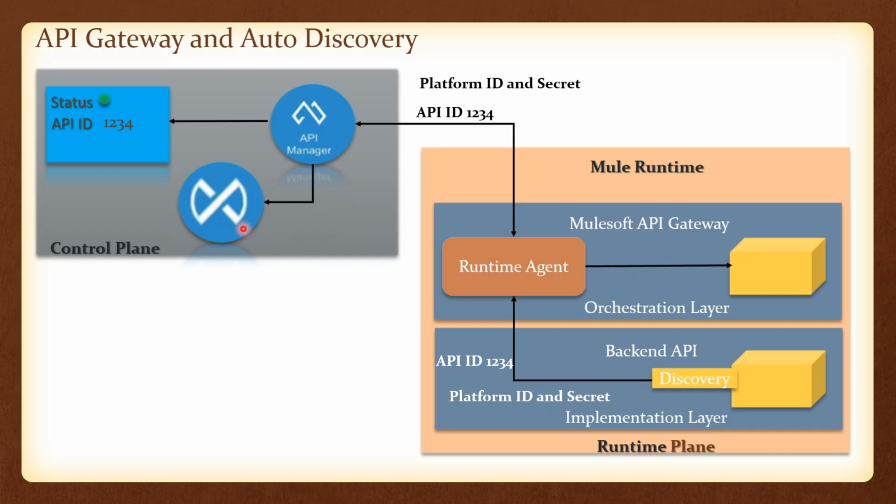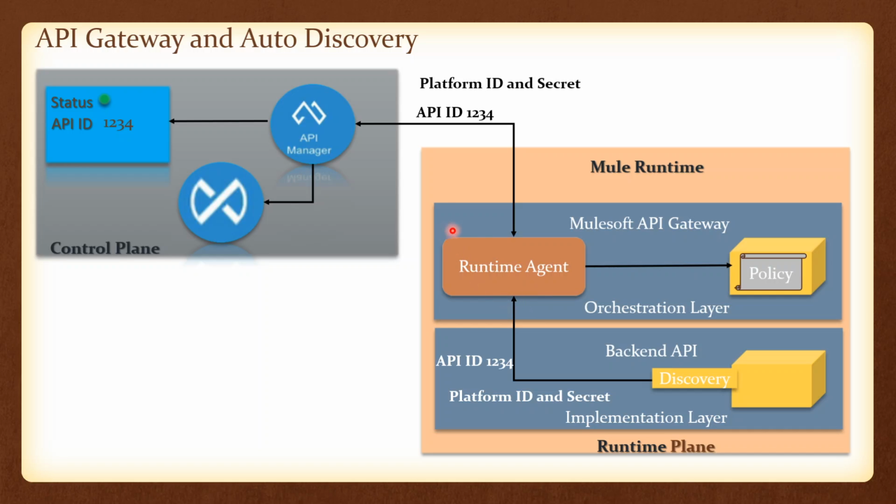So now suppose a custom policy which is present on the exchange has to be applied to your application. How does that work? API manager consults the Anypoint Exchange to get the policy. It gets the policy, and using the communication channel that has been established using the runtime agent, the policy gets applied to your API gateway. So if you see, we have separated the concerns of non-functional requirements from the implementation layer to the orchestration layer. So now you are not disturbing the actual implementation layer, and you can apply policies at runtime without any downtime.